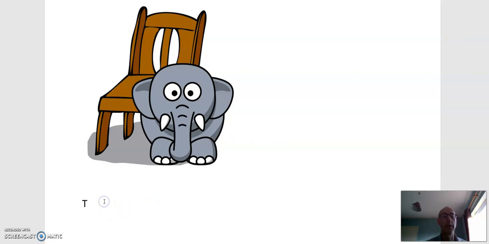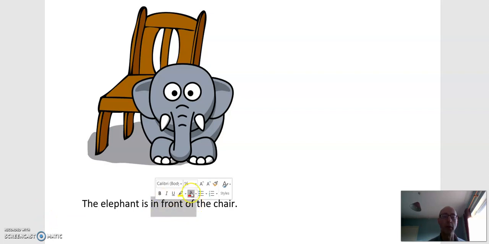Where's the elephant? It's in front of the chair. Remember, three words. In front of. Please don't forget the is as well. The elephant is in front of the chair.